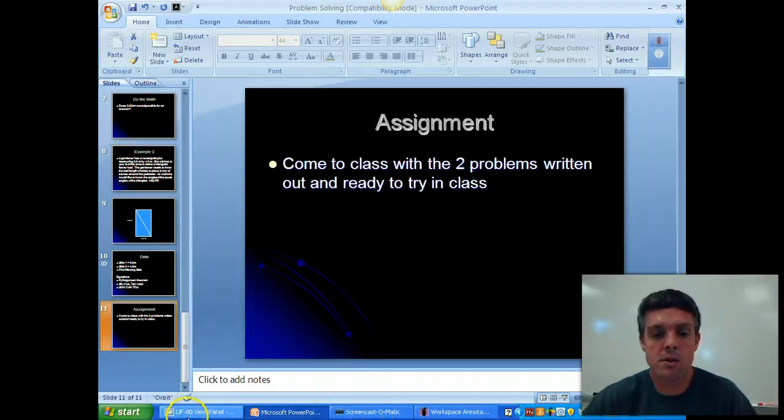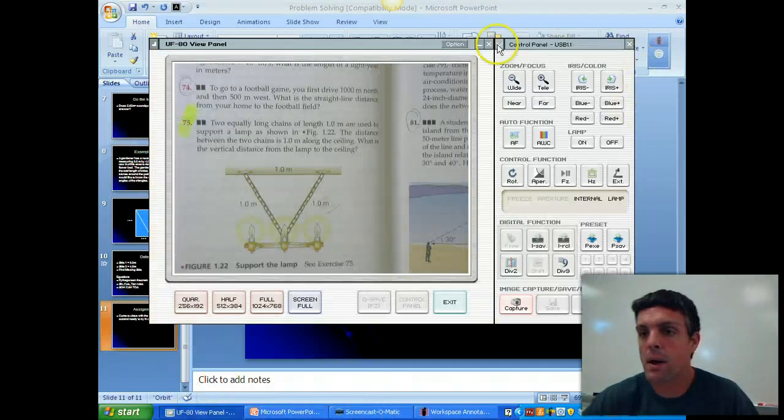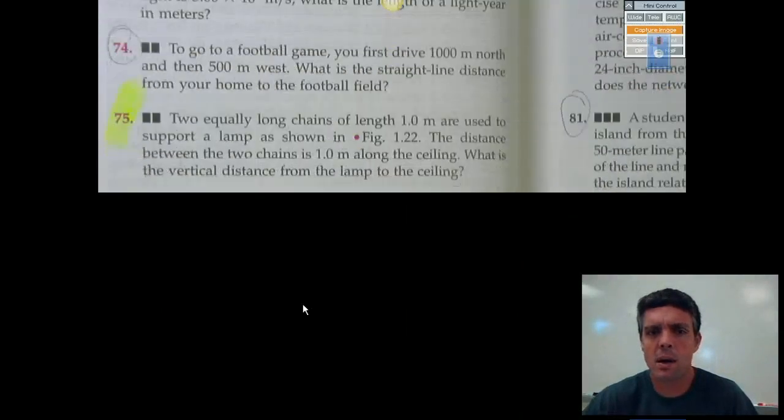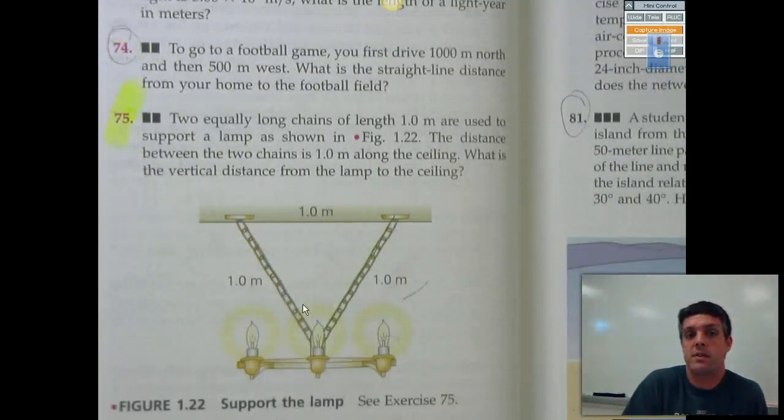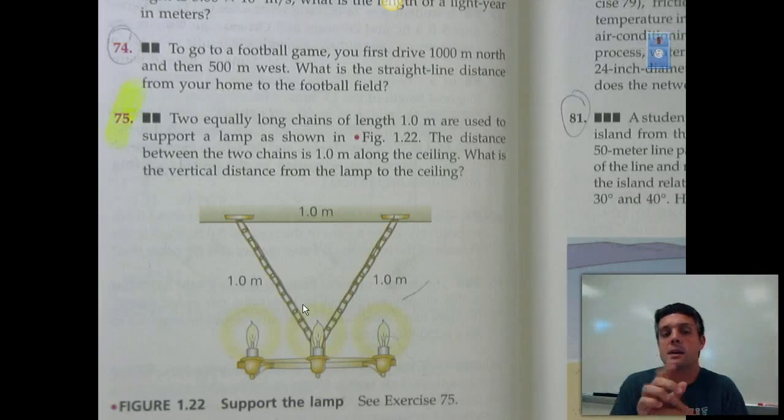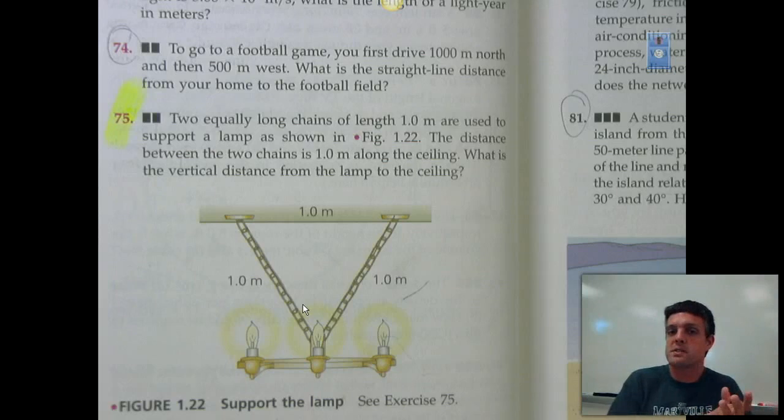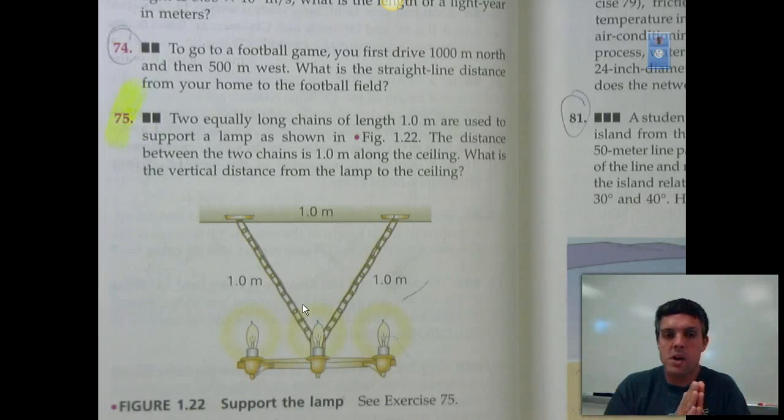Here are those 2 problems. All right, and I'm going to go ahead and try and see if I can put this on full screen. There we go, 74 and 75, okay? 74 says to go to a football game, you first drive 1,000 meters north, then 500 meters west. What's the straight line distance from your home to the football field? Okay, so that is that Pythagorean theorem type question, okay? Have that written out, and we'll solve it in class.